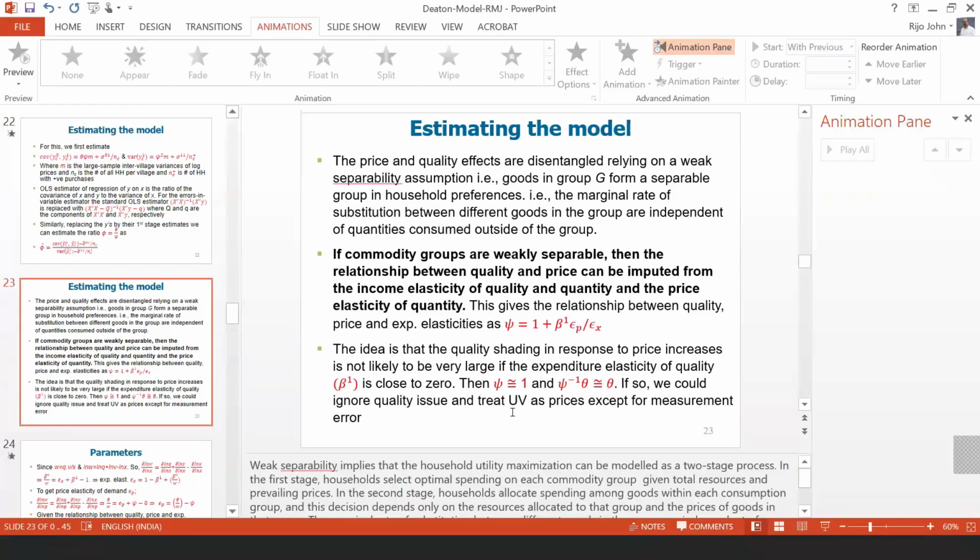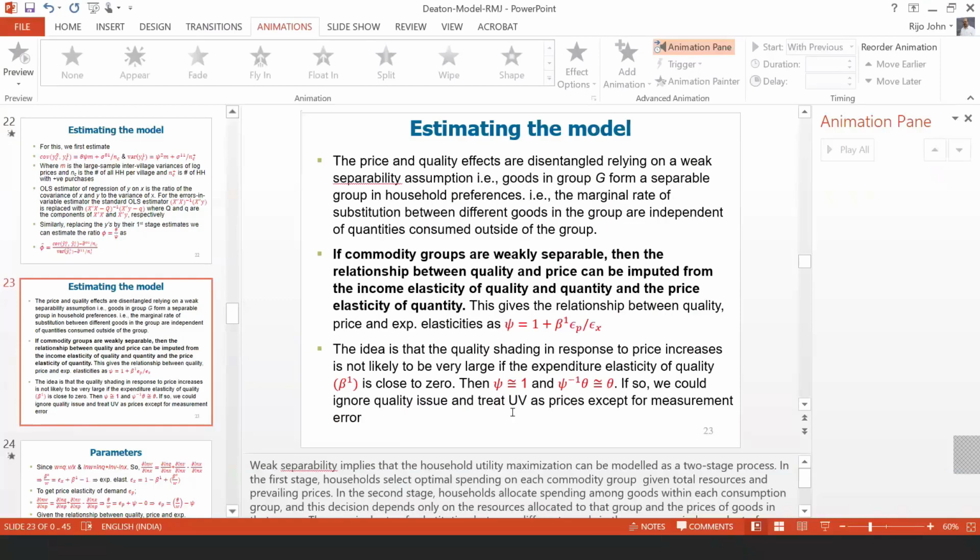So he says that if the weak separability assumption holds, the relationship between quality and price can be imputed from the income elasticity of quality and quantity and the price elasticity of quantity. So the formulation of this quality theory gives the relationship between quality, price, and expenditure elasticities as follows. It is given as psi is equal to 1 plus beta 1 eta P by eta X, where, remember, beta 1 is the quality elasticity, which comes from the unit value equation we already saw.